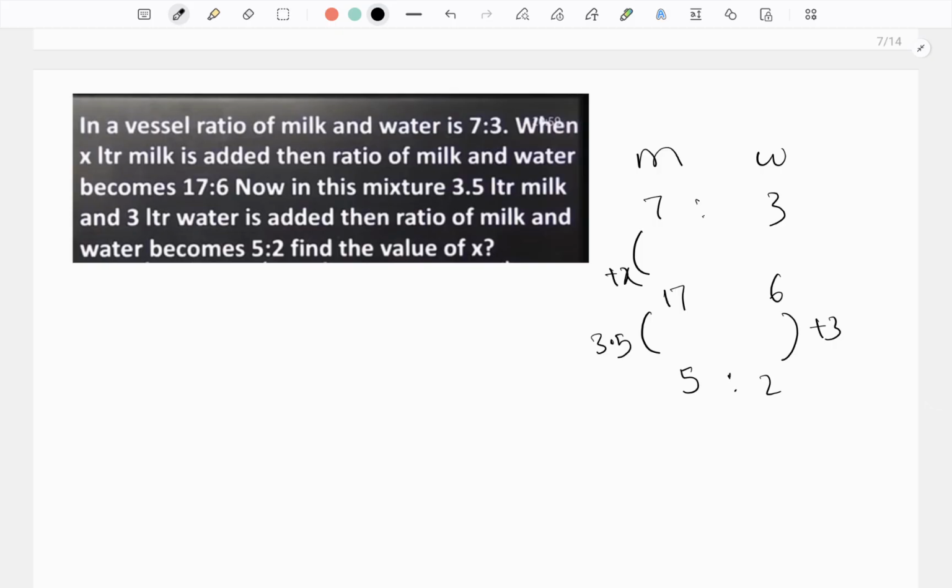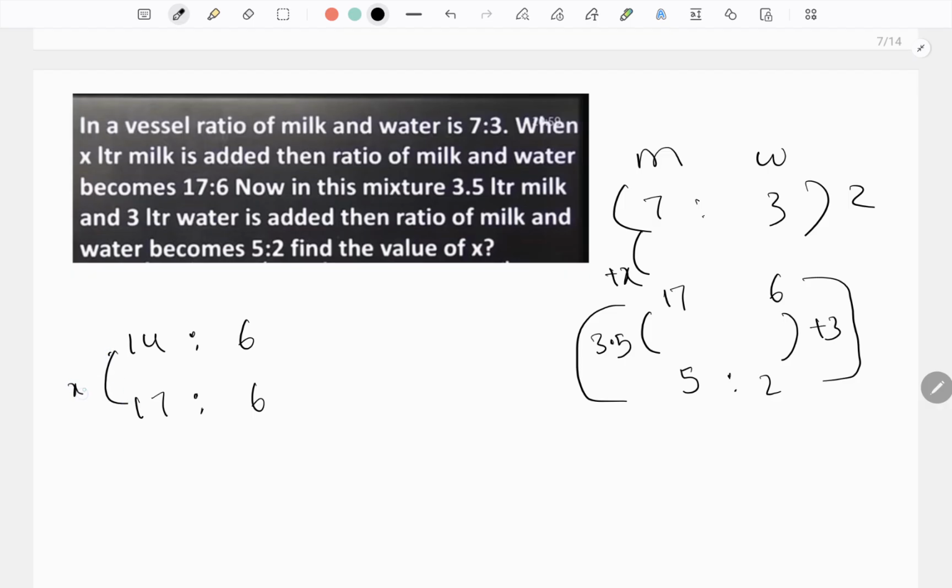How to take this? See, when these both are added, okay, also this is added. Then how can we? Okay, first come from the initial. 7 and 17. Yes, there is a change, but 3 to 6, there is change. It should not be. So take the LCM. So multiply this ratio by 2. So 14:6. 17:6. X liters of that x liters is nothing but 3 parts.